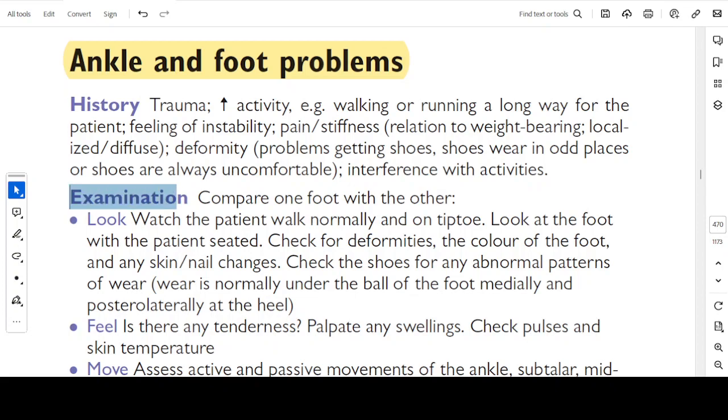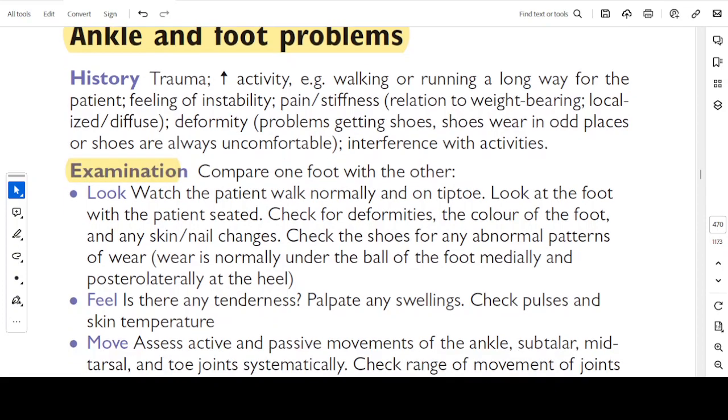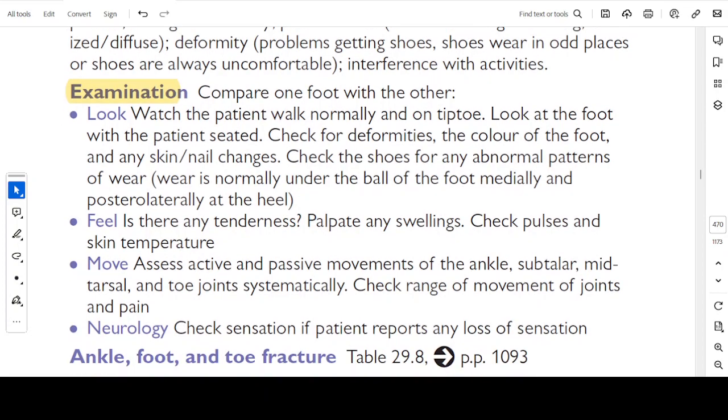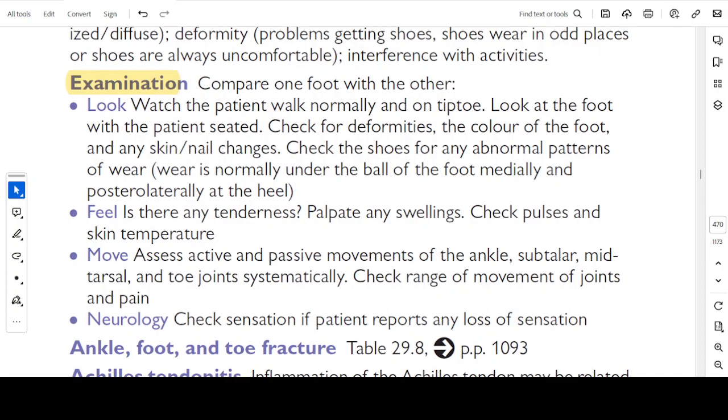Examination. Compare one foot with the other. Watch the patient walk normally and on tiptoe. Look at the foot with the patient seated. Check for deformities, the color of the foot and any skin and nail changes. Check the shoes for any abnormal patterns of wear. Wear is normally under the ball of the foot medially and posterolaterally at the heel.